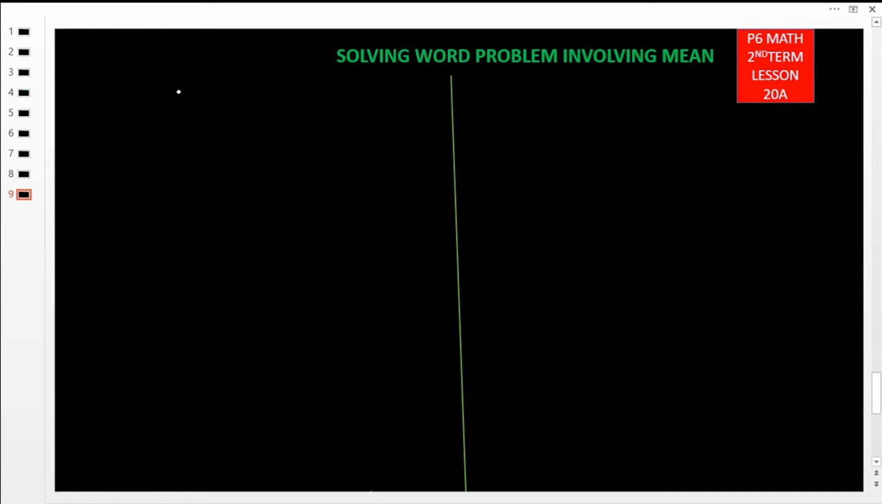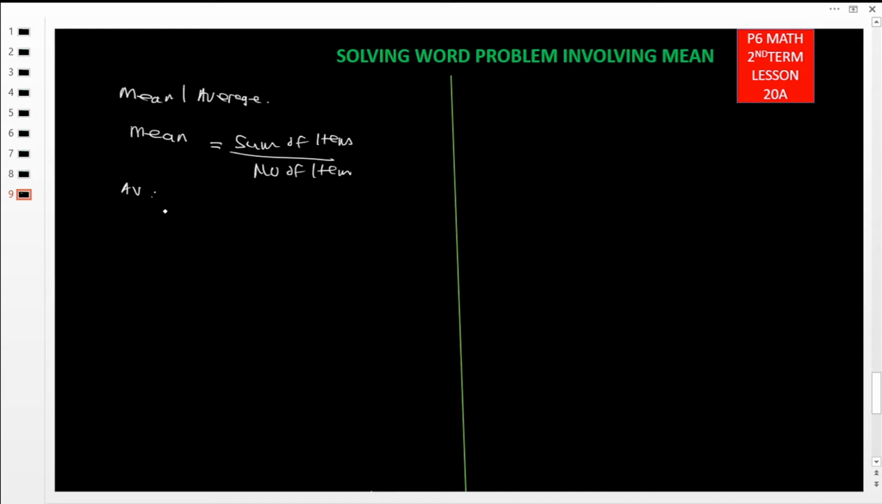So from the previous lessons we said a mean can also be termed as average. Still in the previous videos we've looked at the formula for getting mean as sum of items over number of items, right? Still, if you don't use mean, you can use the average. So in this lesson we are going to see when you are given a problem in form of words, how are we going to solve this?